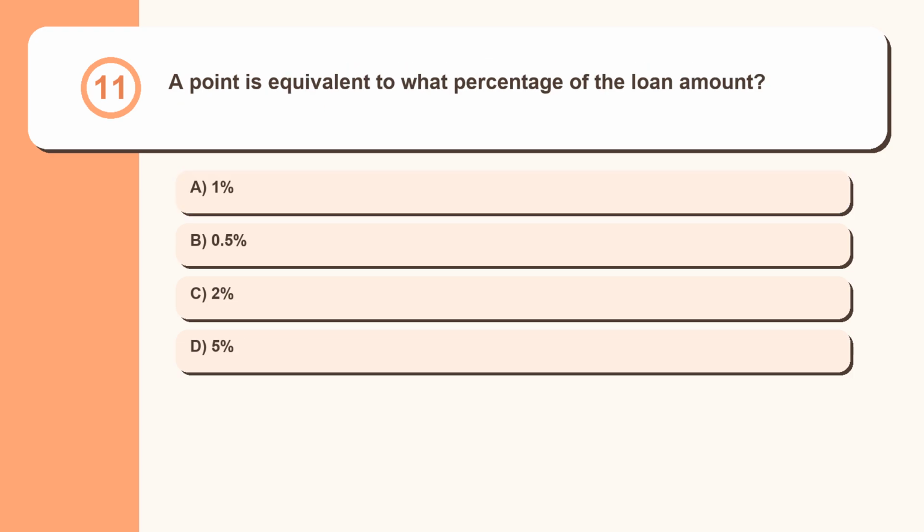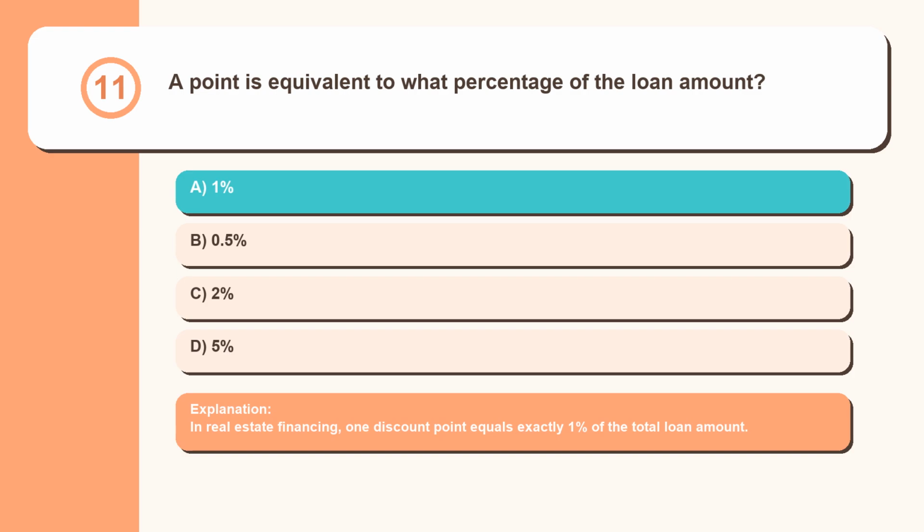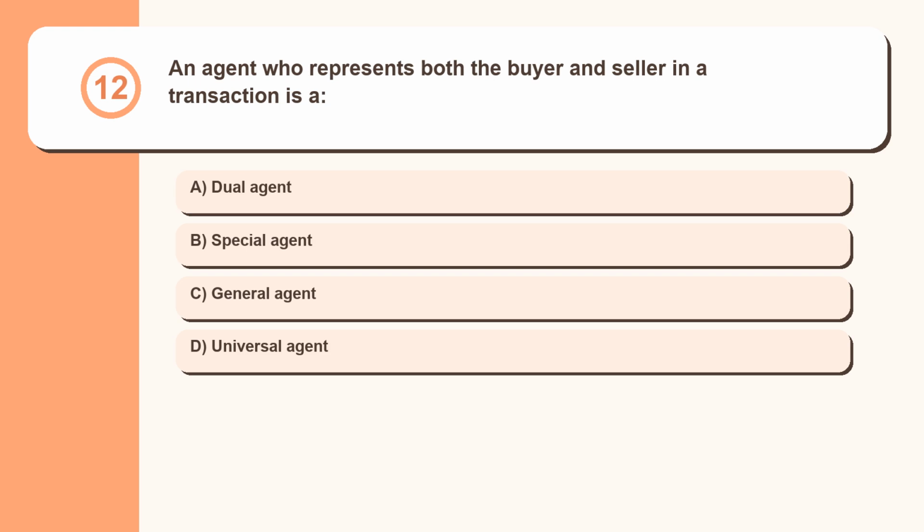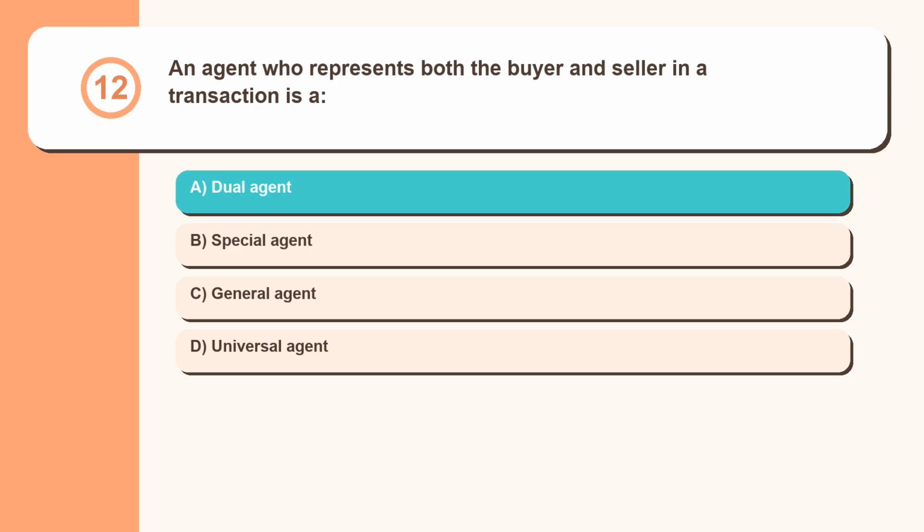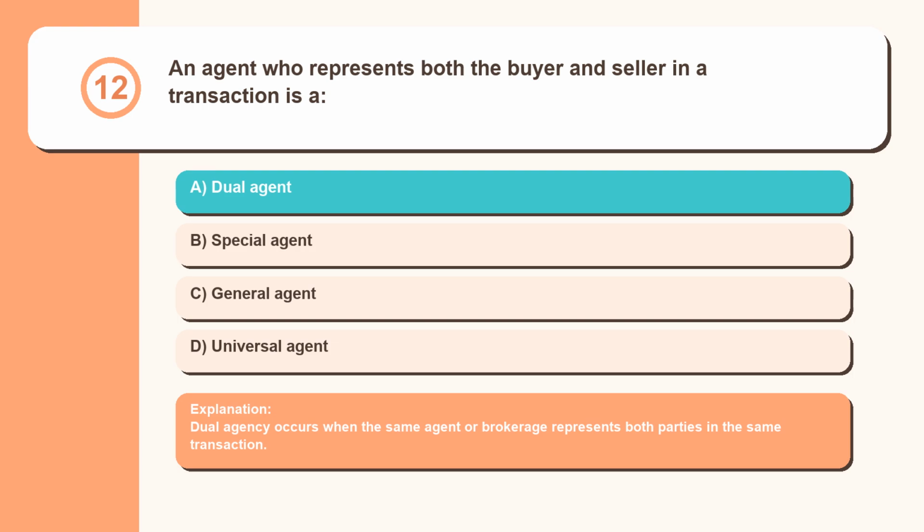Question 11. A point is equivalent to what percentage of the loan amount? 1%, 0.5%, 2%, 5%. In real estate financing, one discount point equals exactly 1% of the total loan amount. Question 12. An agent who represents both the buyer and seller in a transaction is a dual agent, special agent, general agent, universal agent. Dual agency occurs when the same agent or brokerage represents both parties in the same transaction.